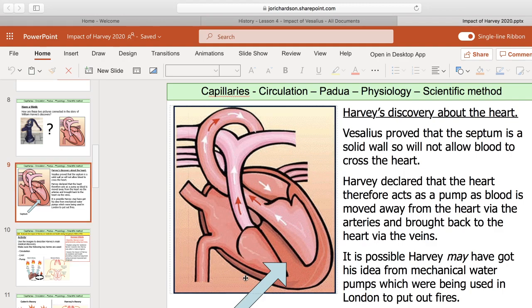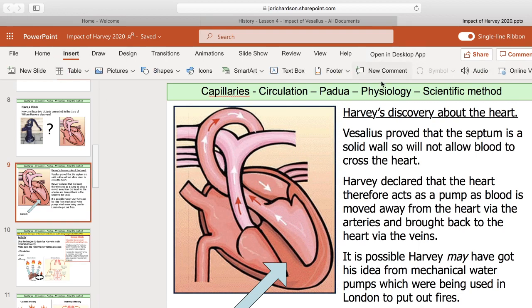So what did Harvey actually discover? Talking about the septum again, so this is the septum, this solid tissue. Vesalius proved that the septum is a solid wall, so will not allow blood to cross the heart. So Harvey thought, well, okay, how does it move around the body? And he declared that the heart acts as a pump. So blood is moved away from the heart via the arteries and brought back to the heart via the veins.